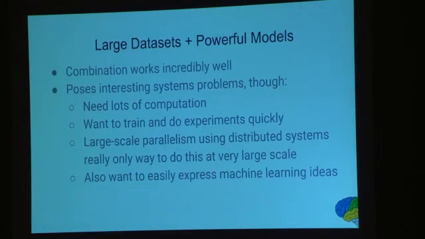So this combination of more data and big models works really well, but it poses interesting systems problems. In particular, because you need to throw so much computation at it, you can't just do this on a single device or a single GPU card. Once you get to a big enough data set, you're not willing to wait that long to get your answer. And so large-scale parallelism, often using distributed systems, is really the only way you can do this. And then we also want to be able to easily express machine learning ideas and run them in a big, scalable, distributed way.